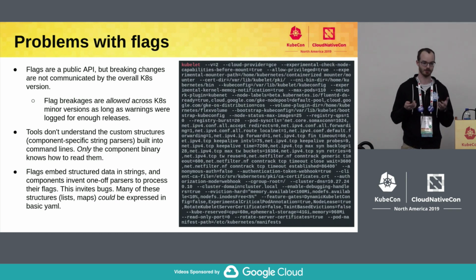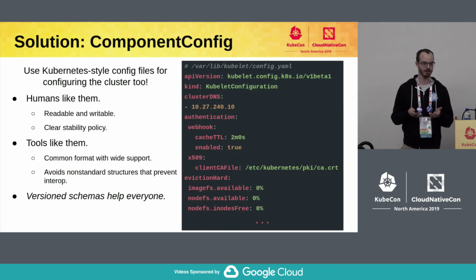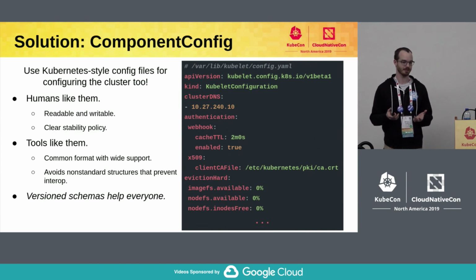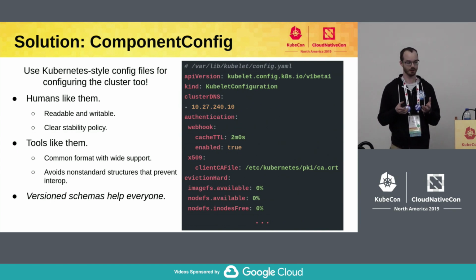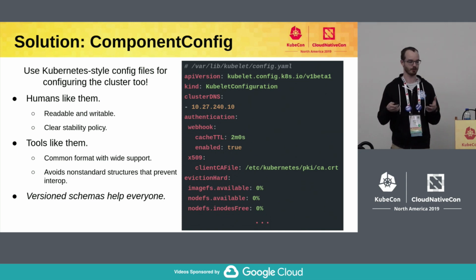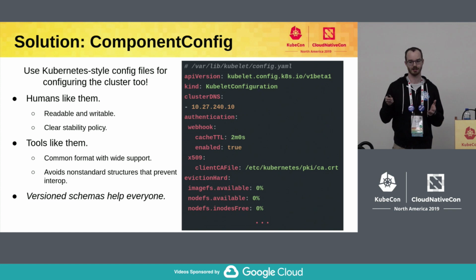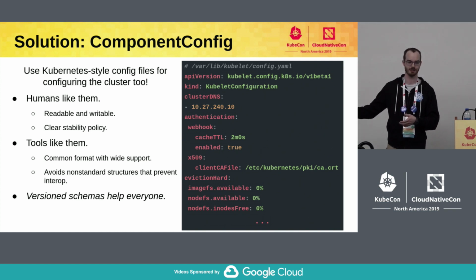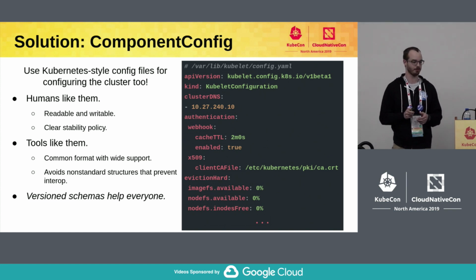So what's the solution to this? Well, it's something that we in the community have started to call ComponentConfig. That's kind of the term of art for it. And all it is is using Kubernetes-style APIs to configure components too. People like them because they're readable and writable. They're what we're used to in Kubernetes. They have clear stability policies that are expressed in the same way as all the other Kubernetes APIs that people are used to working with via the API server.